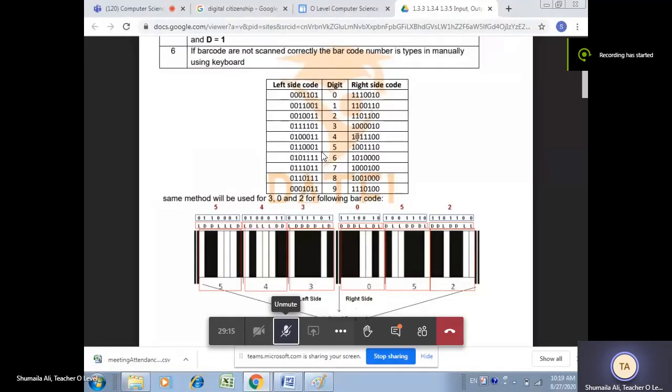Then we come to the table. Check the digit 3. What is the code of 3 at the left hand side? We are not considering the right side right now. The code of the digit 3 at the left hand side is 0, 4 times 1, then 0, then 1.